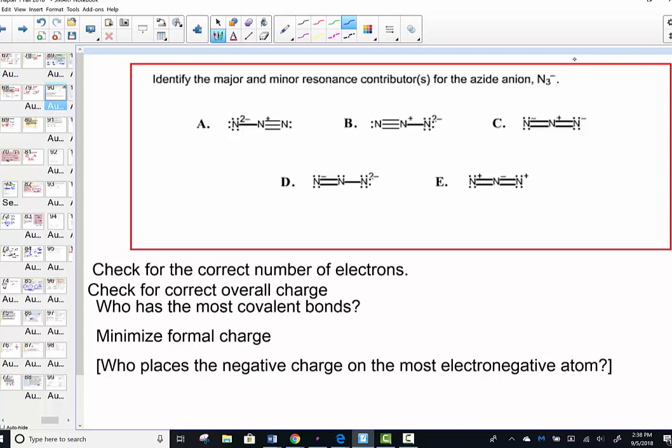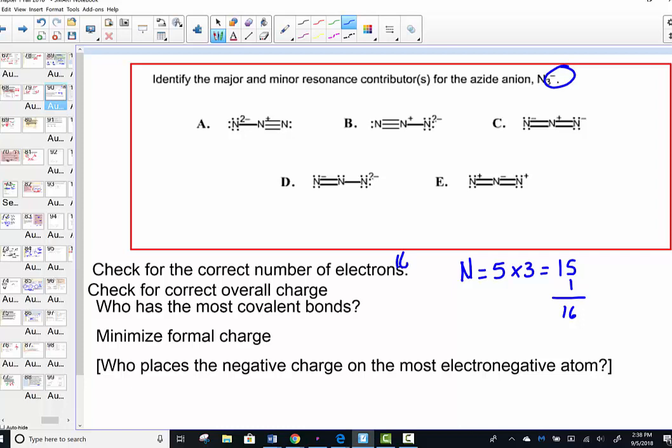One of the strategies with a multiple choice question is that you can quickly eliminate some of these choices just with some quick math. For example, nitrogen lives in group 5, so each nitrogen is going to contribute 5 electrons, so that's 15. The -1 charge says you have an extra electron, so I have to have 16 dots.